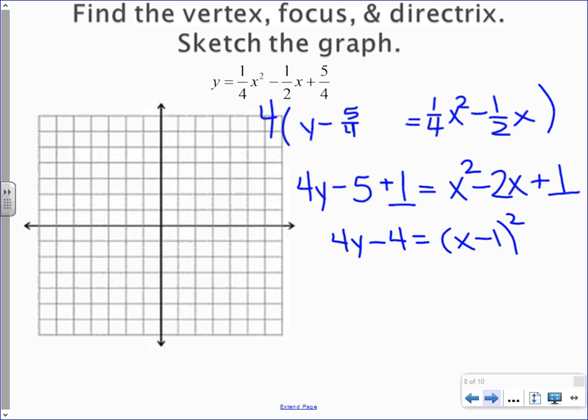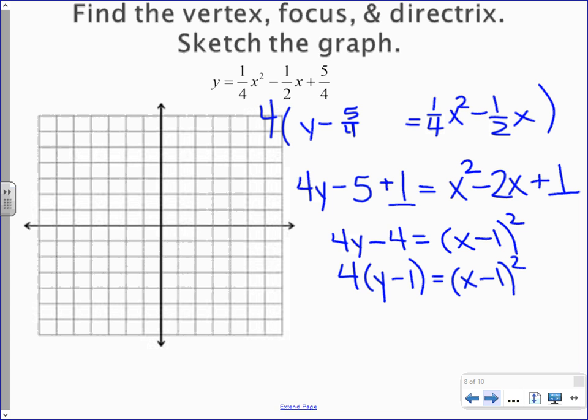So what we have is 4y minus 4 equals x minus 1, the quantity squared. And then, in order to be able to identify the y coordinate, what are we going to have to do on the left side? I think I heard the word factor. We would have to factor out that 4.